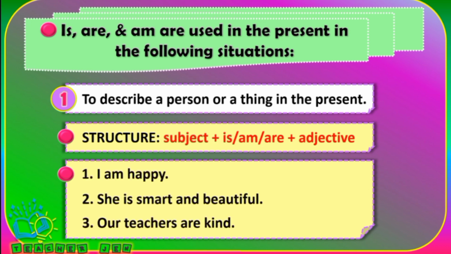For example, number one, I am happy. I is the subject, am is the verb, and happy is the adjective. Number two, she is smart and beautiful. She is the subject, is is the verb, smart and beautiful is the adjective. And number three, our teachers are kind. Our teachers is the subject, are is the verb, and kind is the adjective.